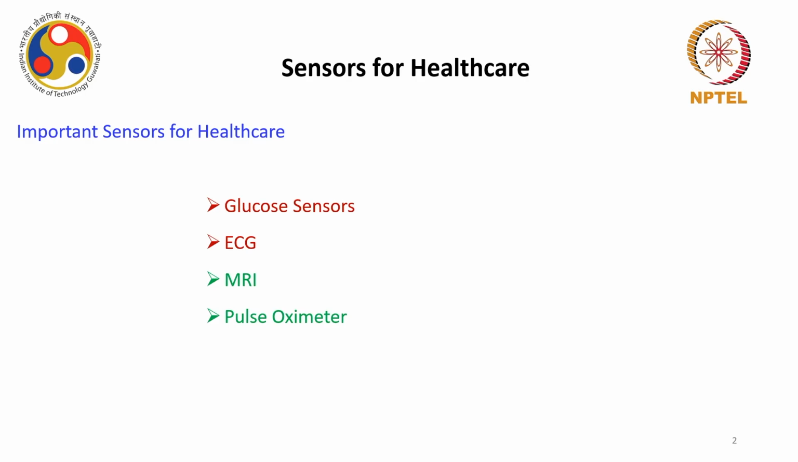Two more sensors or two more techniques to measure tissues or some other important elements in a body. We thought that we will discuss two important things, that is MRI and pulse oximeter. So in today's class we are going to discuss MRI and pulse oximeter very briefly.